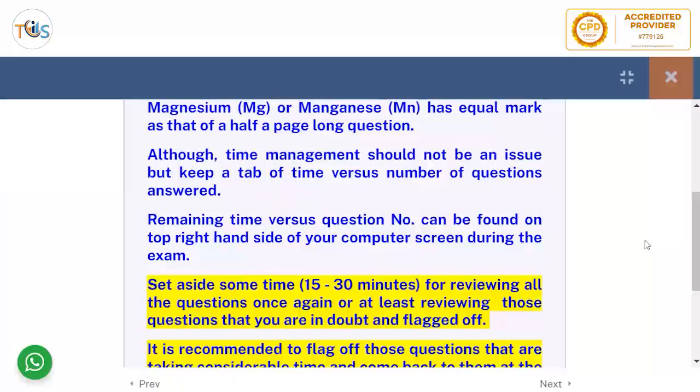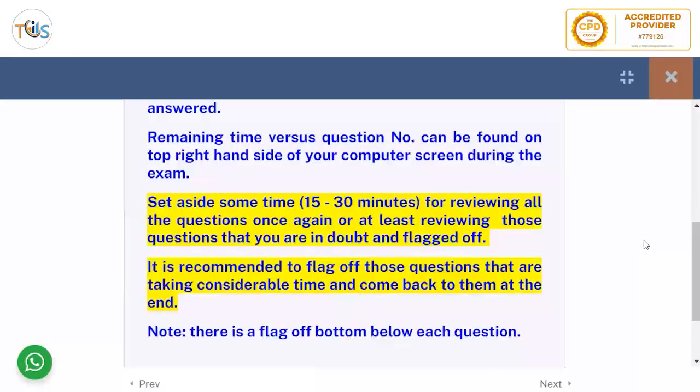Set aside 15 to 30 minutes for reviewing all questions once again, or at least reviewing those questions that you are in doubt about and flagged off. It's recommended to flag off those questions that are taking considerable time and come back to them at the end. There is a flag off button below each question.